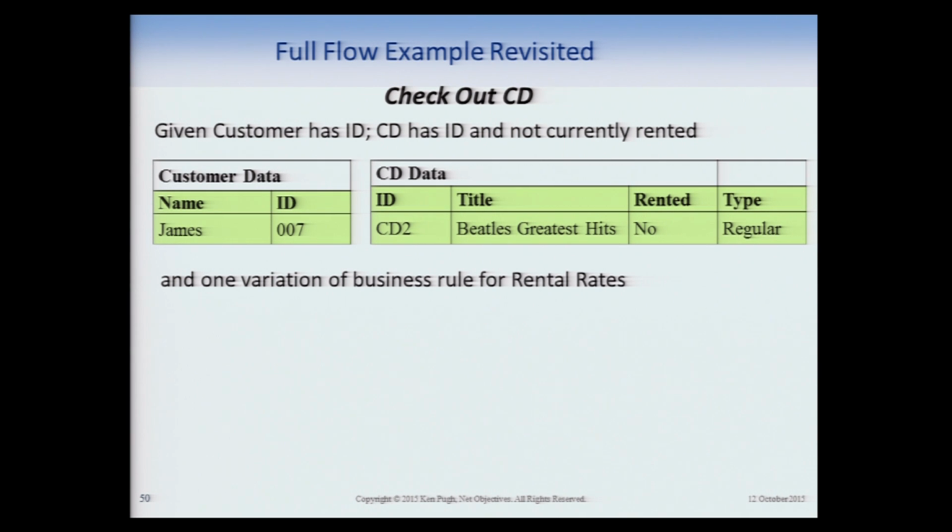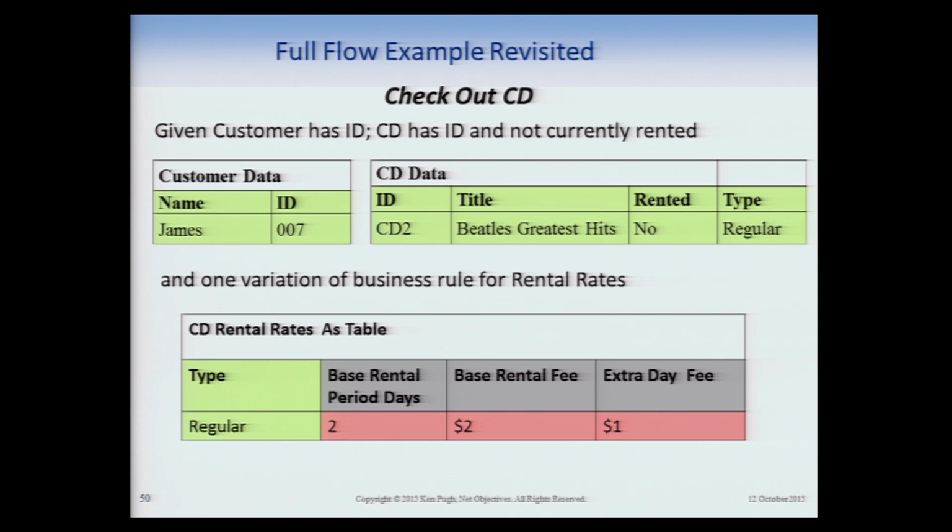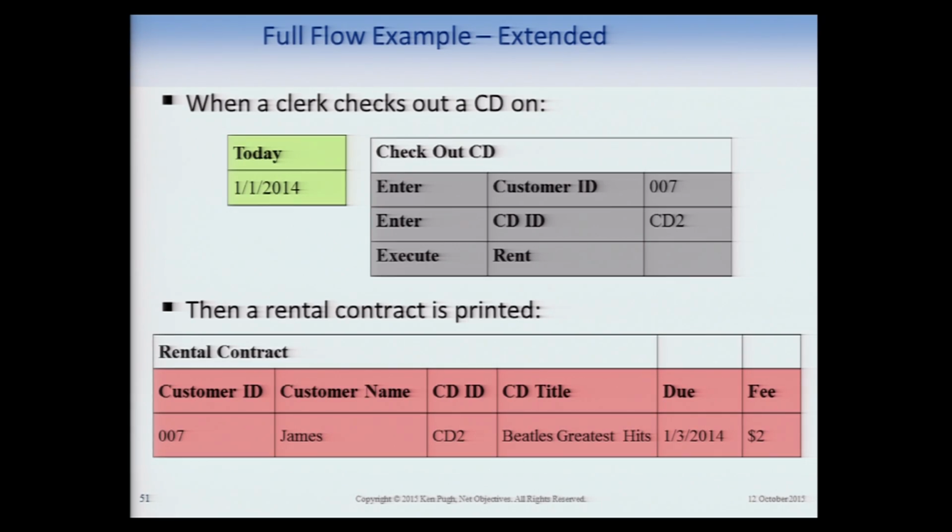So if we took the same thing and added in our type information, so we have our customer data with our type, and we have our one regular with a two-day base rental and a $2 base rental fee. When we check it out today to that person, then that is what we have. So now we're going to have a flow test that incorporates the business rule as well. And so we're testing both individual business rules and flow.